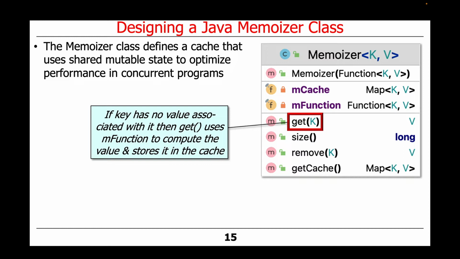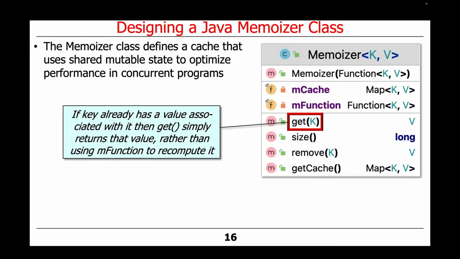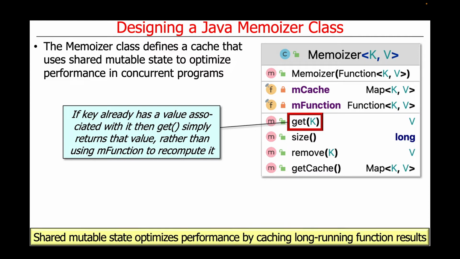If the key has no value associated with it yet, then get uses mFunction to compute the value and stores it in the cache. If the key already has a value associated with it, however, then get simply returns that value, rather than using the mFunction field to recompute it. This use of shared mutable state helps to optimize performance by caching the results of long-running functions.